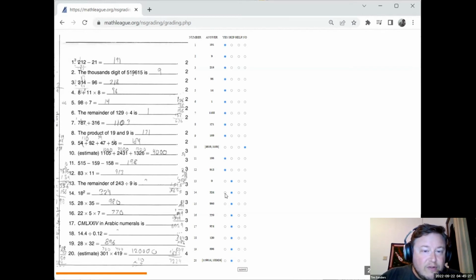324, here's a 324, that's a yes. 980, 980, that's a yes. 770, 770, that's a yes. This one, they left it blank, so we'll leave it as a skip. 18, they also left blank, so we leave that as skip. 19, it looks like they wrote 896. Let's double check. Yes, 896, that is correct. And number 20, they wrote 120,000. Now you'll notice the 120,000 is higher than this number and lower than this number. That means it fits inside these two numbers, and you're going to give that a yes.